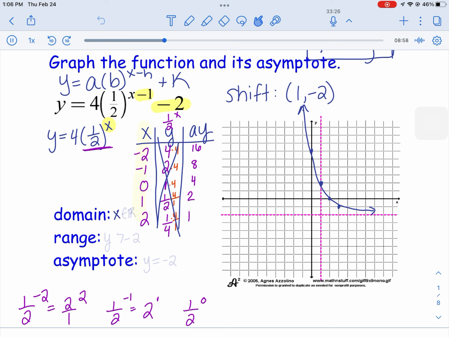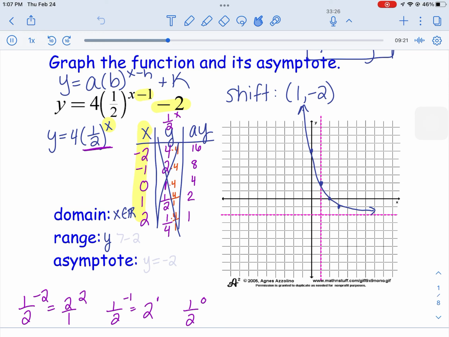Domain is always your x-axis, or your x's, and range is always your y's. So you just need to try to remember, I plugged in x's. And I could pick any x that I wanted. I just chose those 5. So that means my domain is all real numbers for this one. And then my range is what has the restrictions to it.